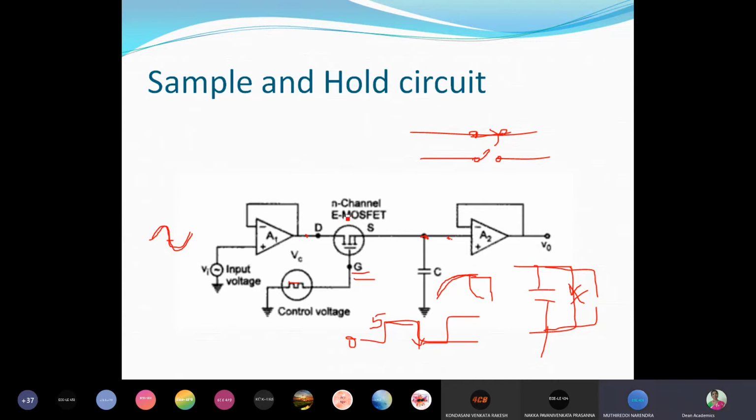Okay, let me ask in a different way. What is this arrangement, ma? What is this circuit? Emitter follower. Very good, thank you. And what is this? This is also an emitter follower. Same emitter follower, right?